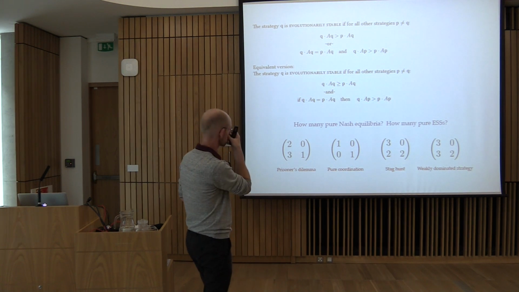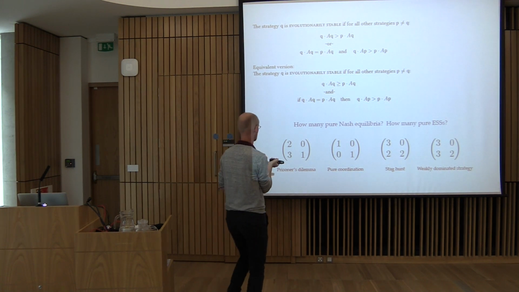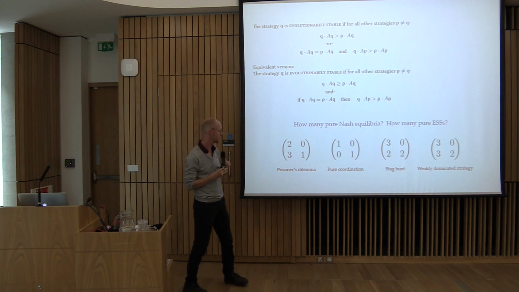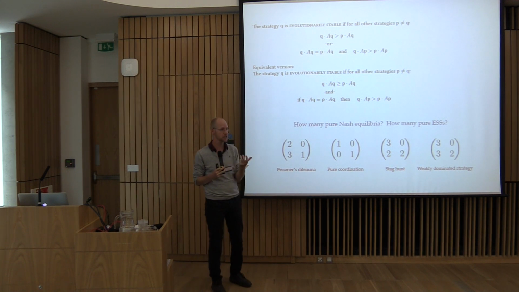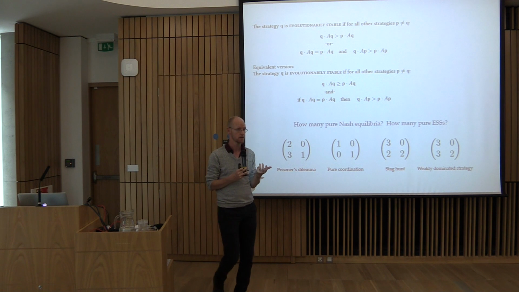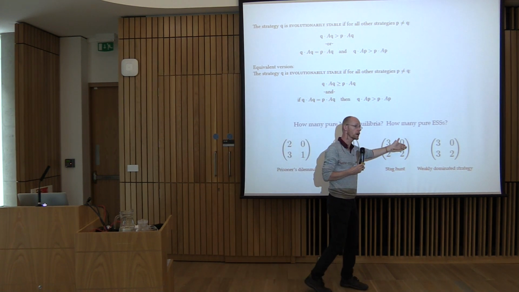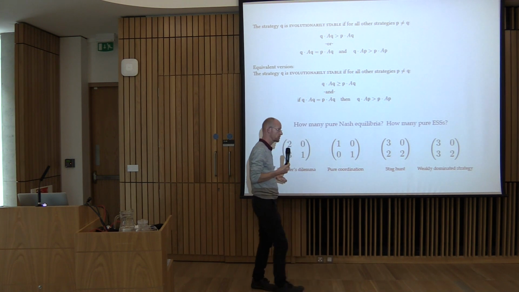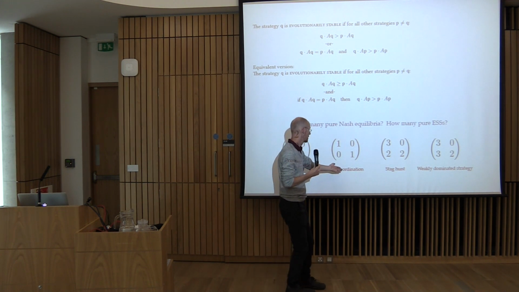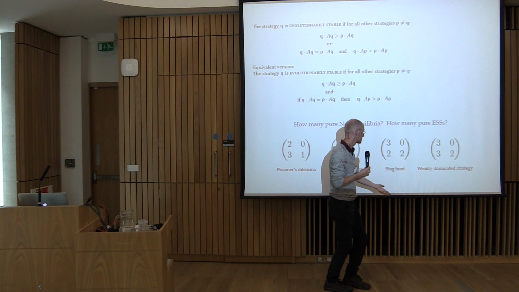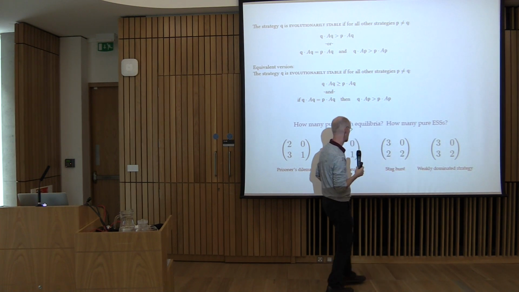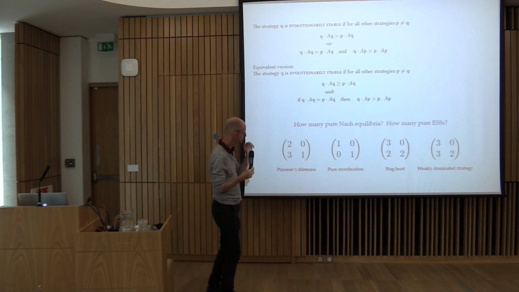Okay. And now you can look for each of the games that you play, right? Because you assume that all members of the population play a certain game. And then you can fill in your game and see what the evolutionary stable strategies of this type of game are. So here you have the prisoner's dilemma, the pure coordination game, the stag hunt, and actually the weakly dominated games. And we're going to look at some of them.